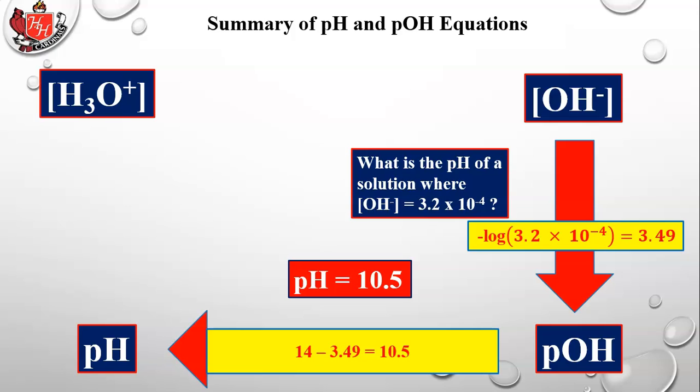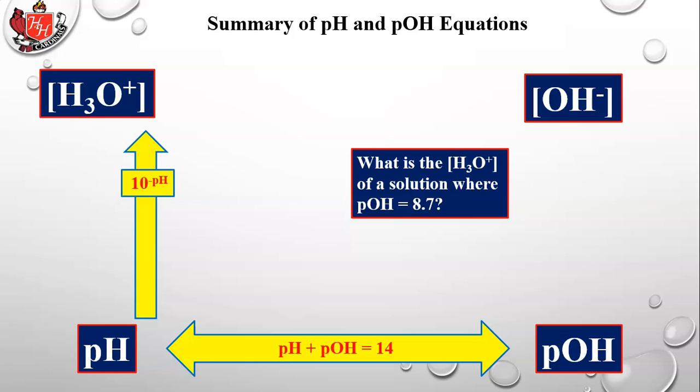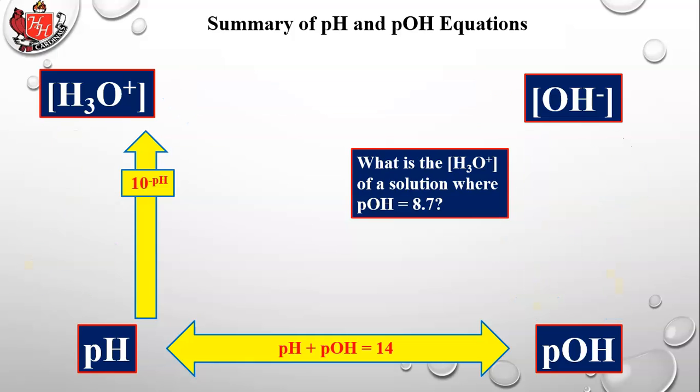Okay, let's do one more, and then I'll introduce you to the acid-base roadmap in your reference sheet section. So what is the hydronium concentration of a solution where pOH is 8.7?